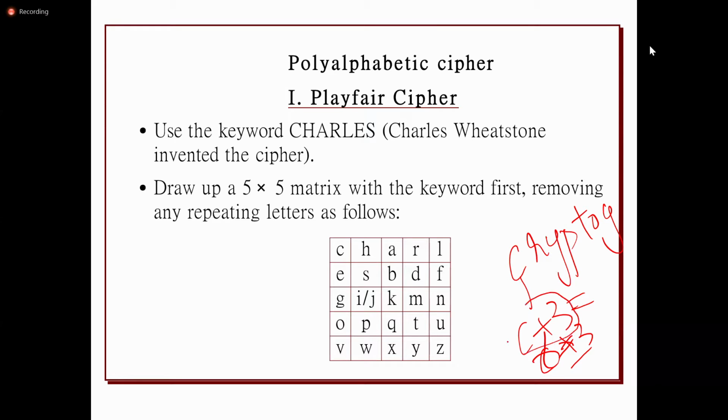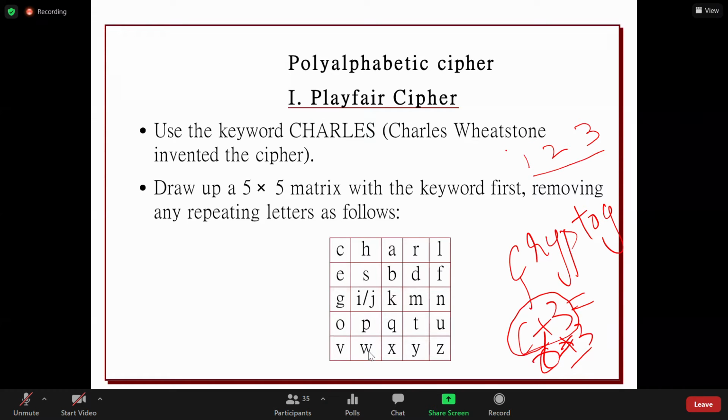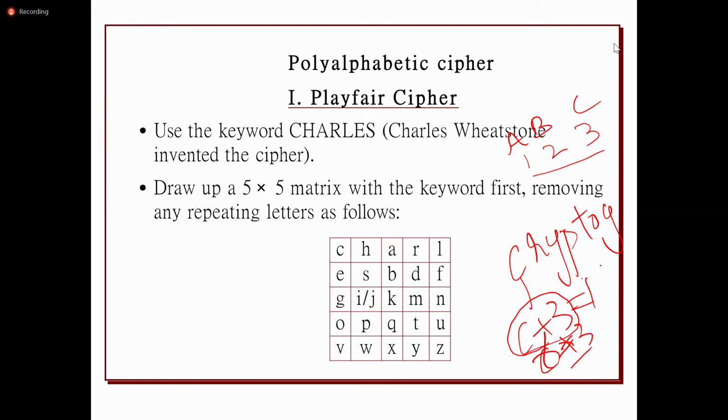So C plus 3 means first we need to take the integer position, like A is 1, B is 2, C is 3, like that. This is for A, B, C. So we'll get C, D, E, F. For C we'll get F, and for R we'll get U. So like that.